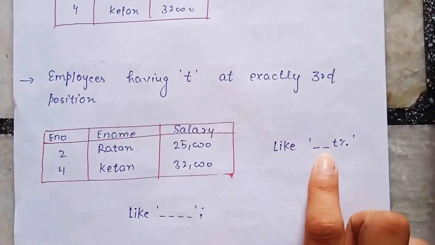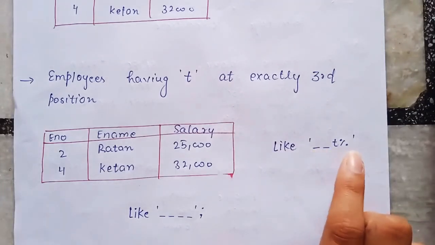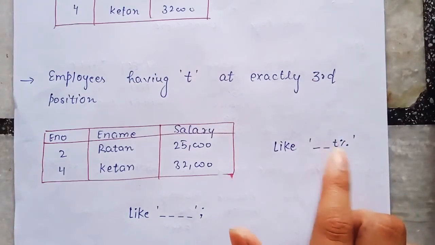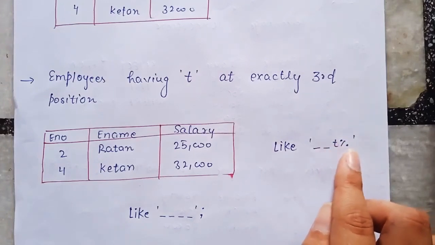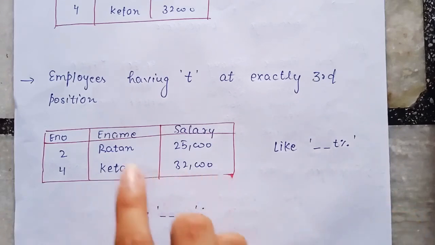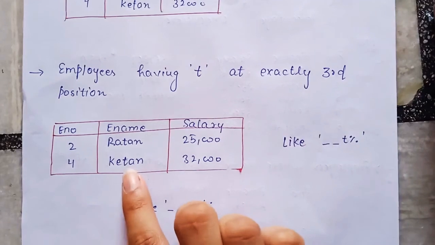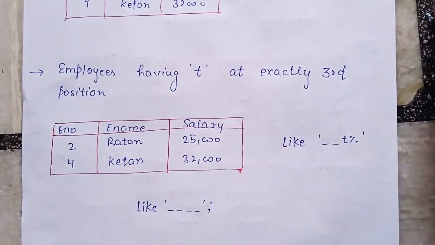What is it indicating? The third position must be T, and before T there will be only two letters, and after T there may be any letters, because we have just said that T should be at the third position. We have not mentioned how many letters should be after T. So this query returns all the names that have T exactly at the third position. This is the use of the underscore symbol; it's used for exact comparisons.